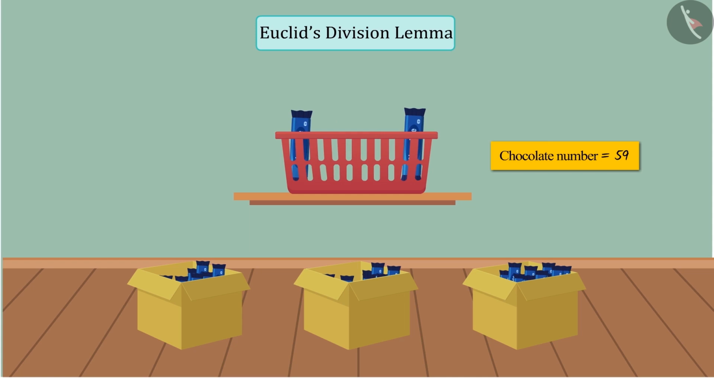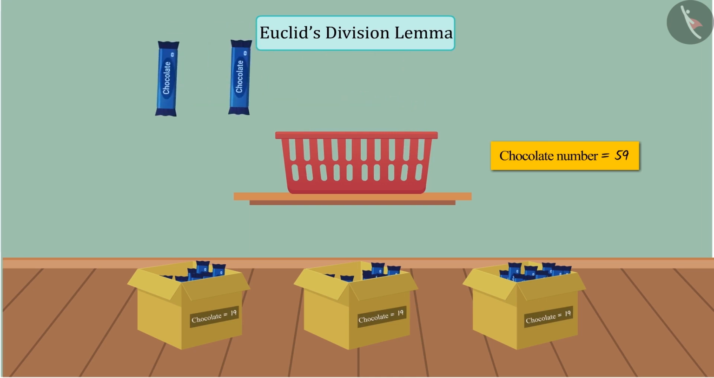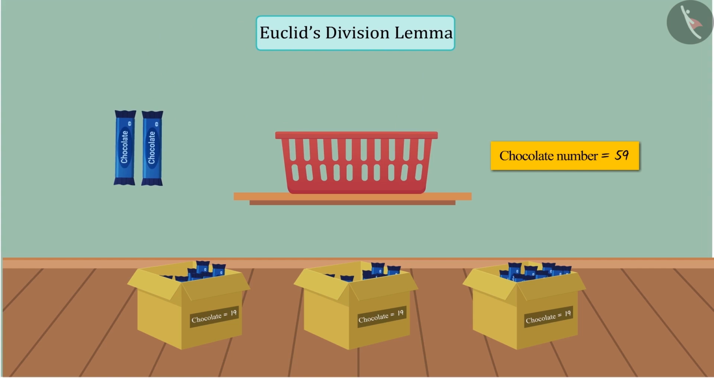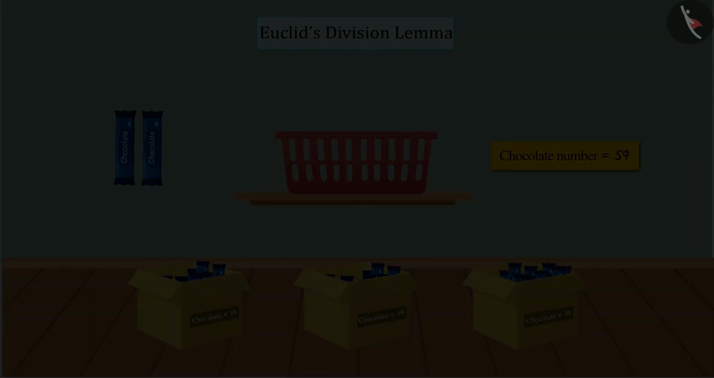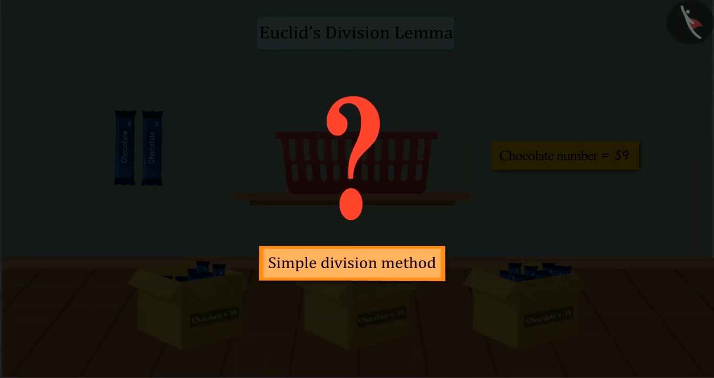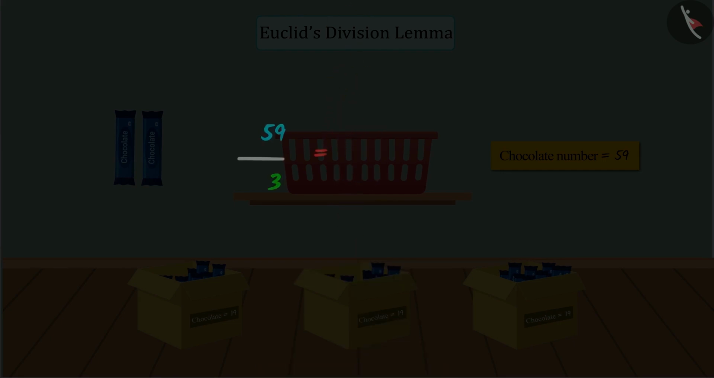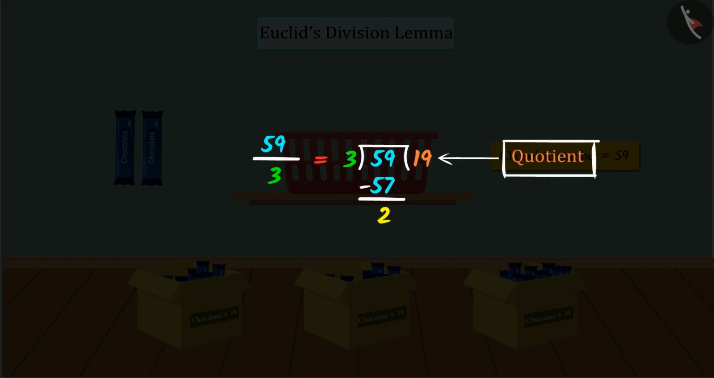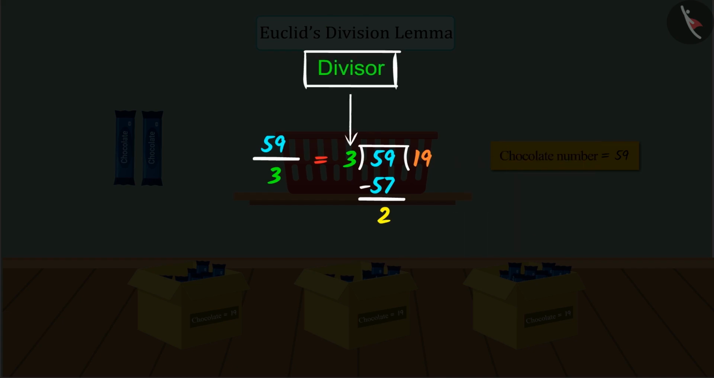Well done! We saw that 19 chocolates are kept in each box, whereas 2 chocolates remain. Just think, now can you solve it with the simple division method? Absolutely right. On solving, we get quotient equals 19 and remainder 2, where 3 is the divisor and 59 is the dividend.